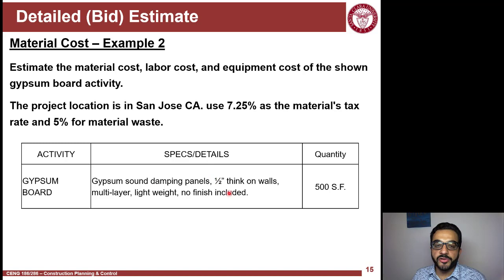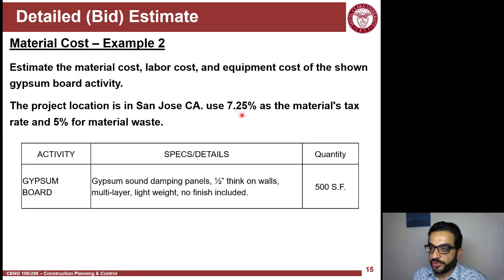So let's see another activity: gypsum board. You're installing gypsum board, so there is a material, you're putting material in place. It's a gypsum board, sound damping panels, of this thickness, multi-layer, lightweight, and no finish included, meaning no mudding, no painting. It's in San Jose, and based on the locality we're in, we're using a 7.25% material tax rate and 5% material waste.